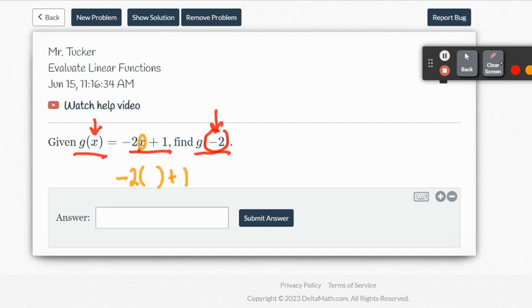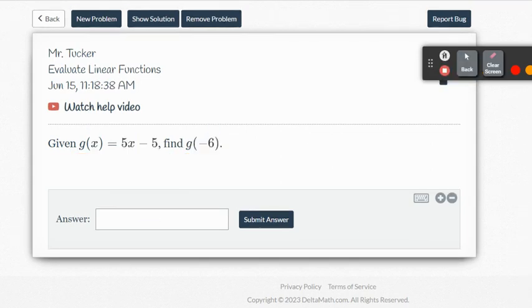Our job is simply to plug in the -2 in place of where the x was, and not mess up with multiplication after that. So -2 times -2: you need to multiply a negative times a negative, which will always get you a positive result. And then 2 times 2 is 4, plus 1. So your final result is 5.